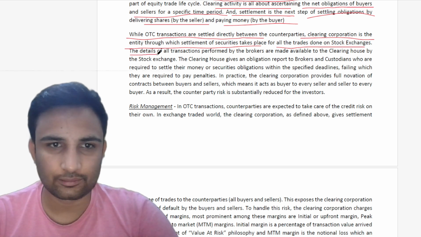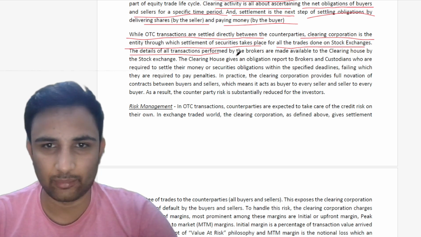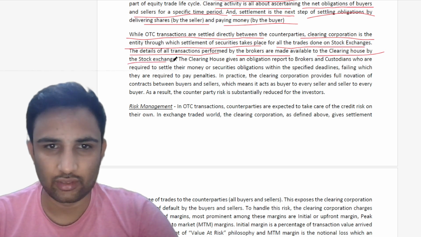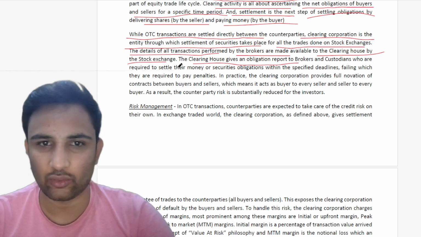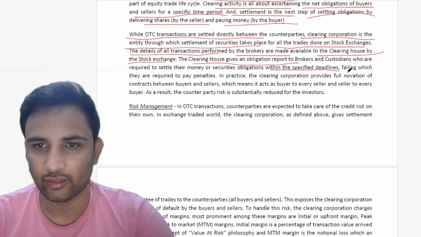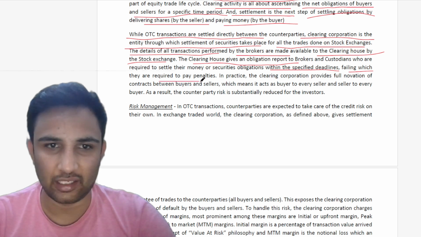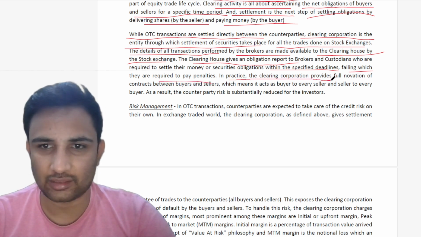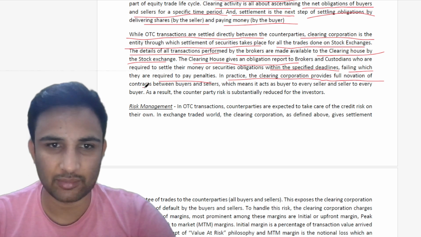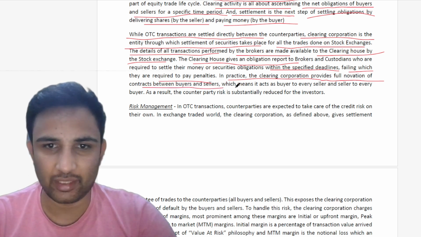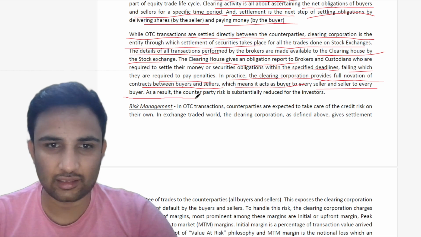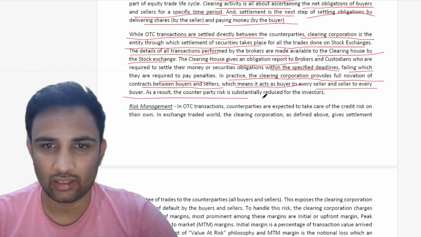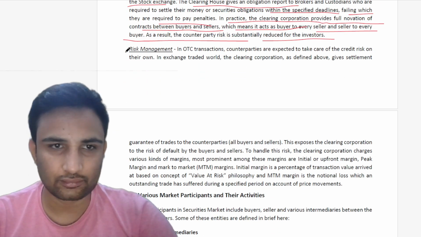The details of all transactions performed by the brokers are made available to the clearing house by the stock exchange. The clearing house gives an obligation report to brokers and custodians who are required to settle their money or securities obligations within the specified deadlines, failing which they are required to pay penalties. In practice, the clearing corporation provides full novation of contracts between buyers and sellers, which means it acts as buyer to every seller and seller to every buyer. As a result, the counterparty risk is substantially reduced for the investors.